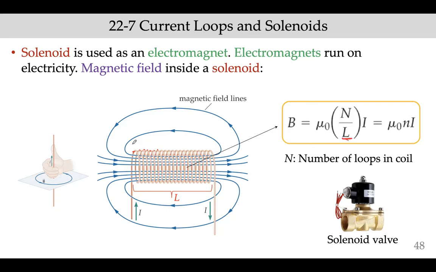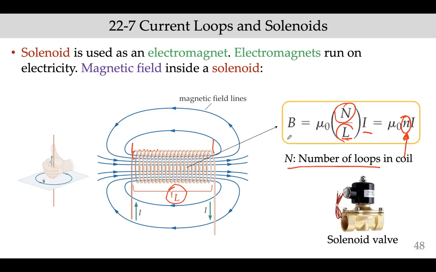L here is the length of the solenoid, and I is the current that passes through that wire. So uppercase N, the number of turns or loops, divided by length can be written as lowercase n. Sometimes in problems, only lowercase n is given. It would be the number of loops per meter. So in that case, you would use lowercase n.